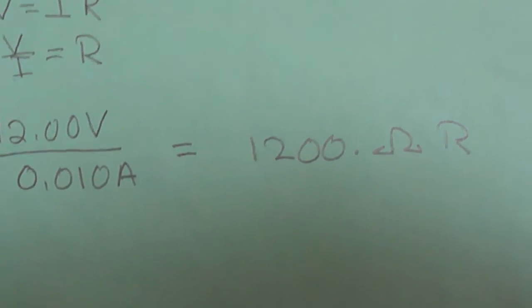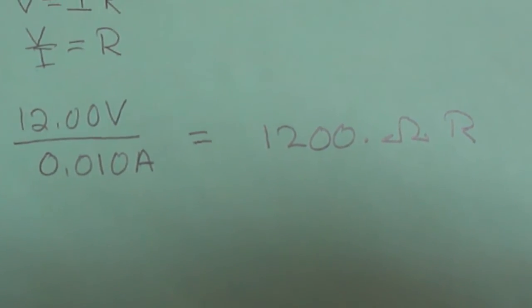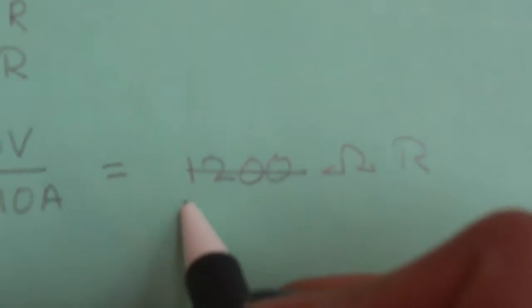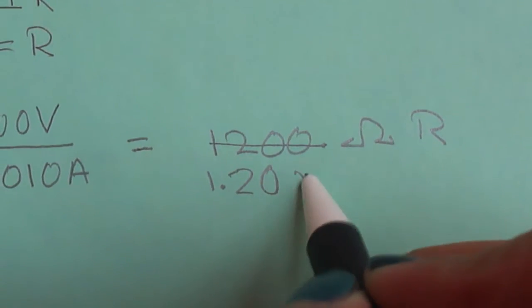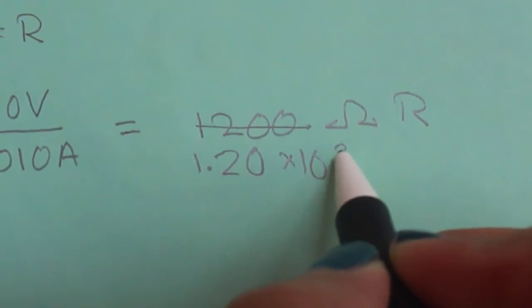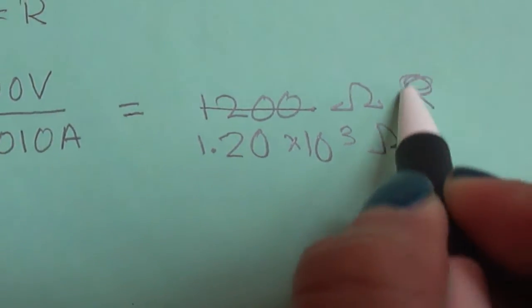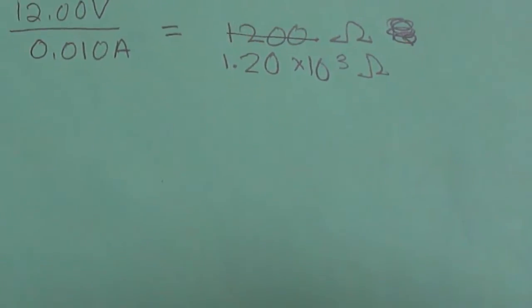Hold on, I'm not playing safe with sig figs. I think it should actually be 1.20 times 10 to the third ohms, and there shouldn't be an R. So sorry for getting sloppy, but that is the right answer now.